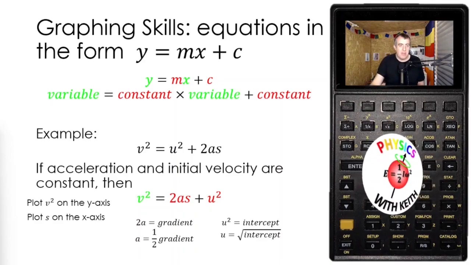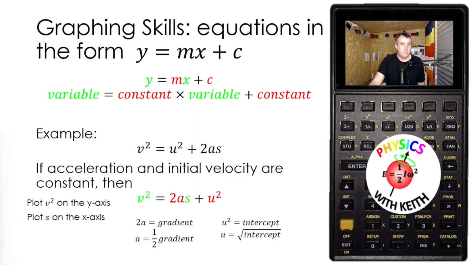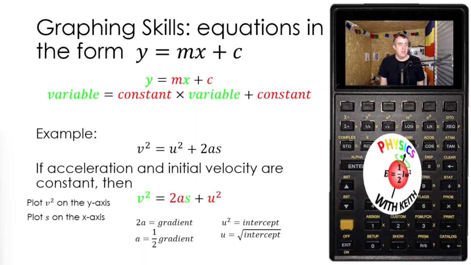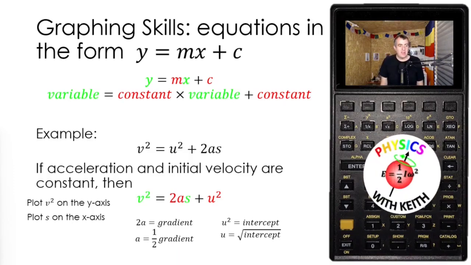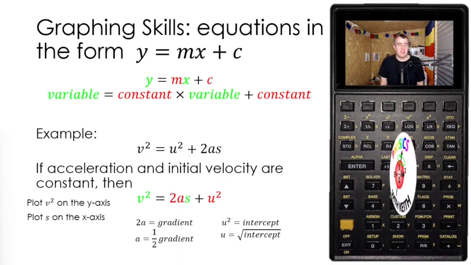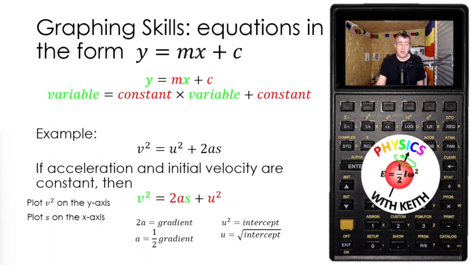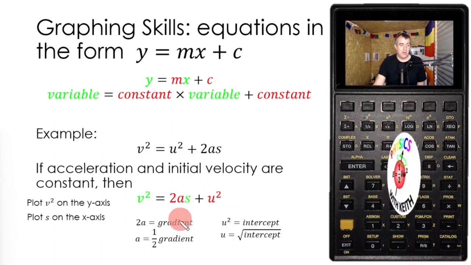Although I appear to have messed up my colours a little bit. There we go. S should be green to indicate that it is a variable. So we plot v squared on the y-axis, s on the x-axis. The gradient is 2a. So if we want to know what a is, it's going to be half the gradient. We're just doing algebra.